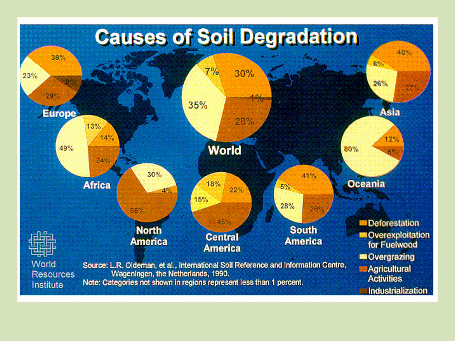This slide shows the causes of soil degradation. You can look at the color coding: deforestation, overexploitation for fuel wood, overgrazing, agricultural activities, and industrialization. We'll go into a couple of these in coming slides here.